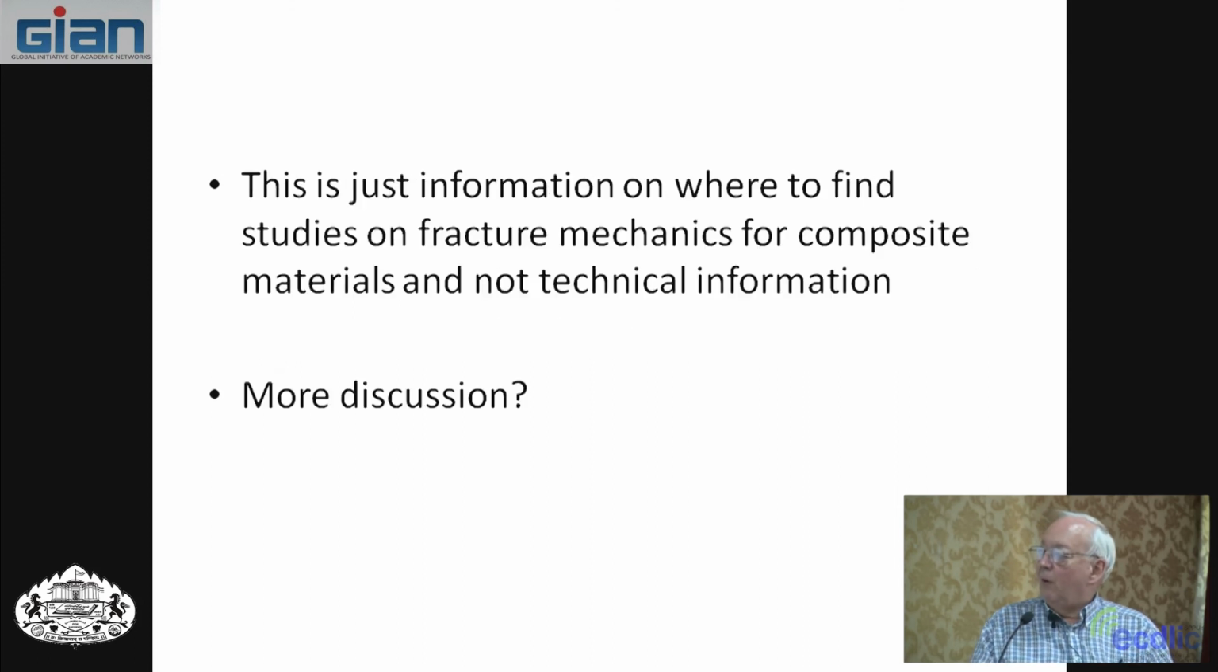I think that was all I had on this. No, this is just information, I guess. I had this, and I wondered if there's more discussion on any of these areas. So, any discussion or thing about either mixed mode or composite materials?